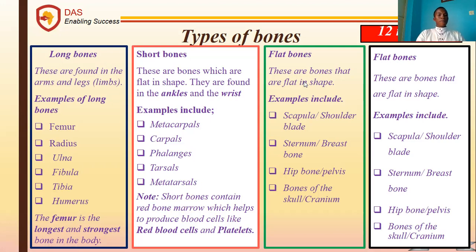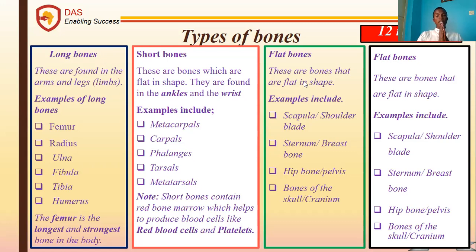Okay, short bones. These are bones which are short in shape. They are found in the ankles and the wrists. So those bones found in the ankle are short bones. For example, we have the carpals, the metacarpals, the phalanges, the tarsals and the metatarsals.